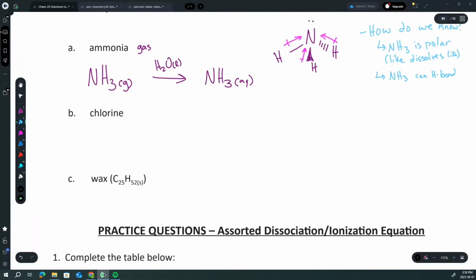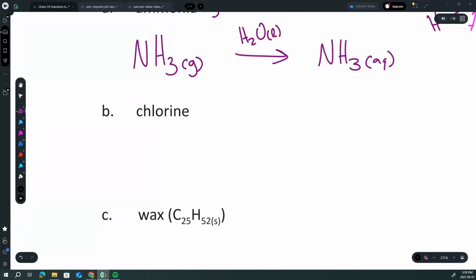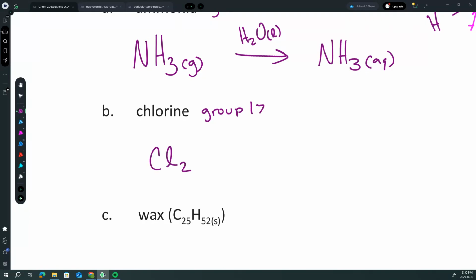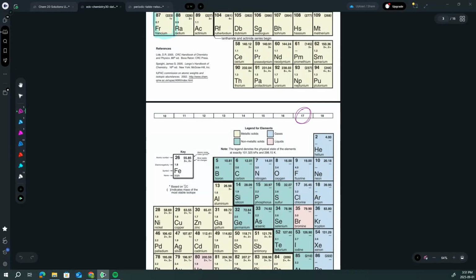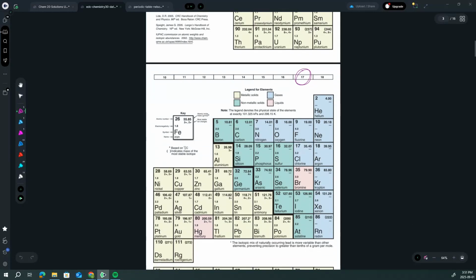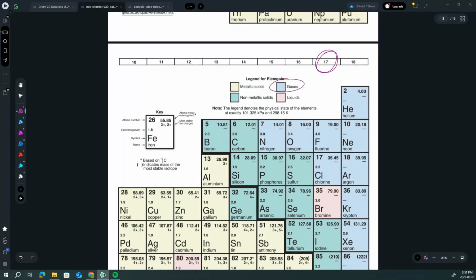Okay, with chlorine, we did this as an example previously, but this is a group 17 element. Therefore, it is highly soluble in water. Okay, so chlorine exists as a gas at room temperature. How you know is because if you look at your Chem 30 data booklet, it's colored blue, which is for gases.